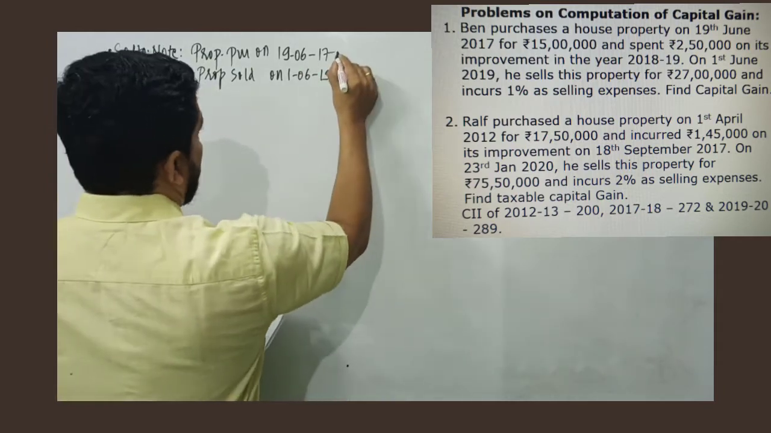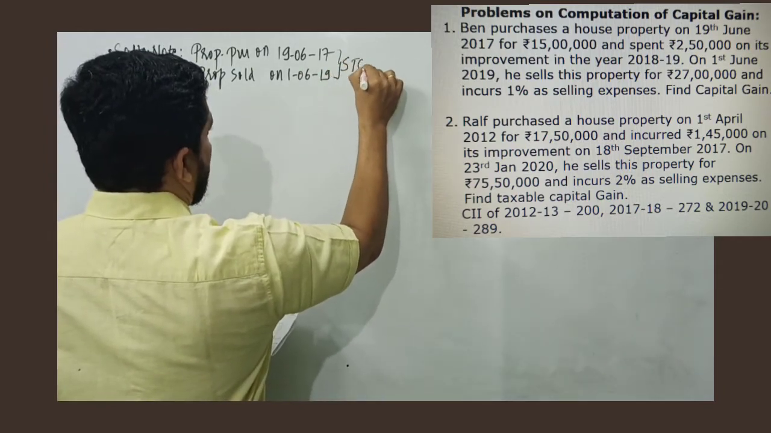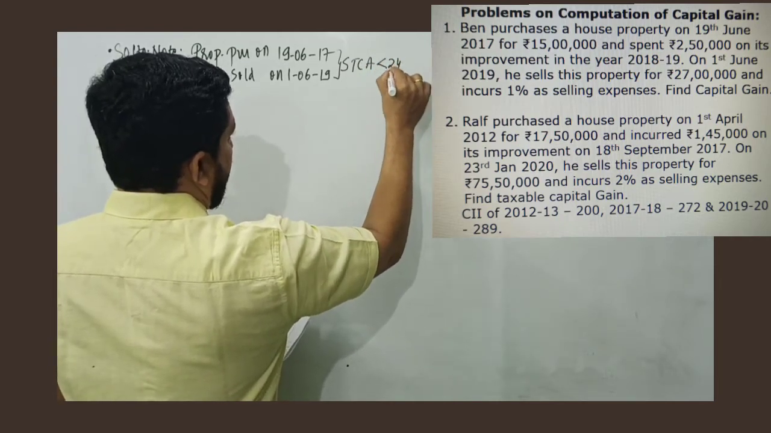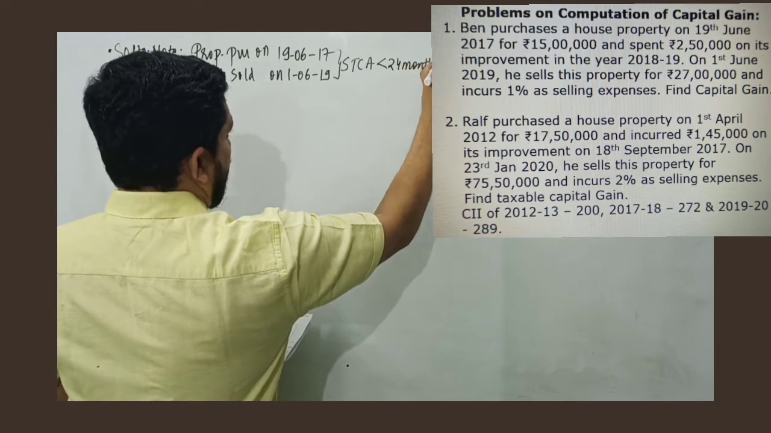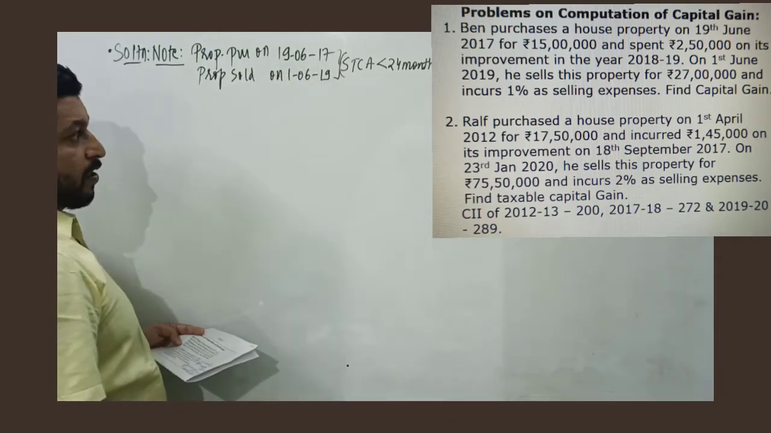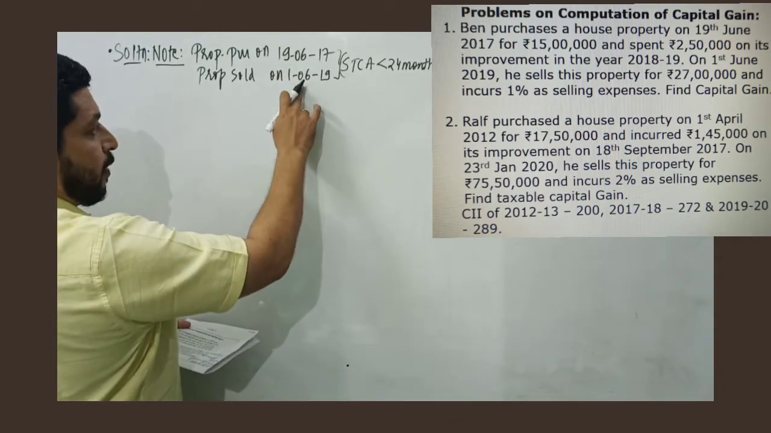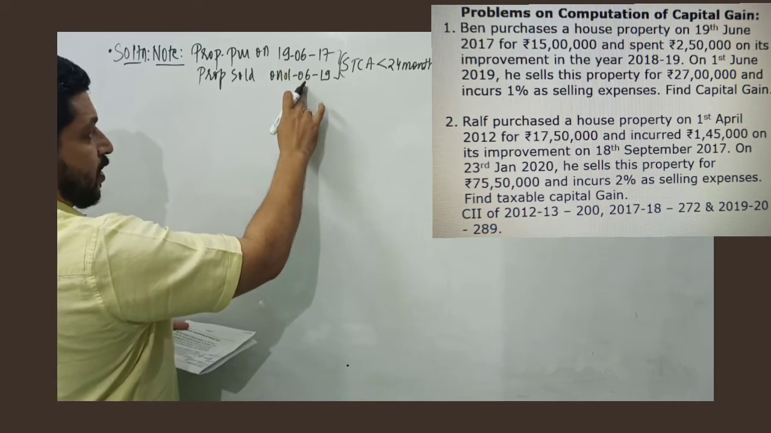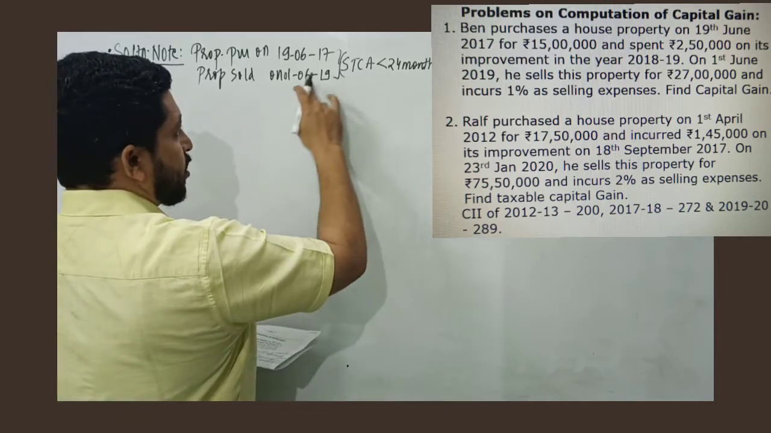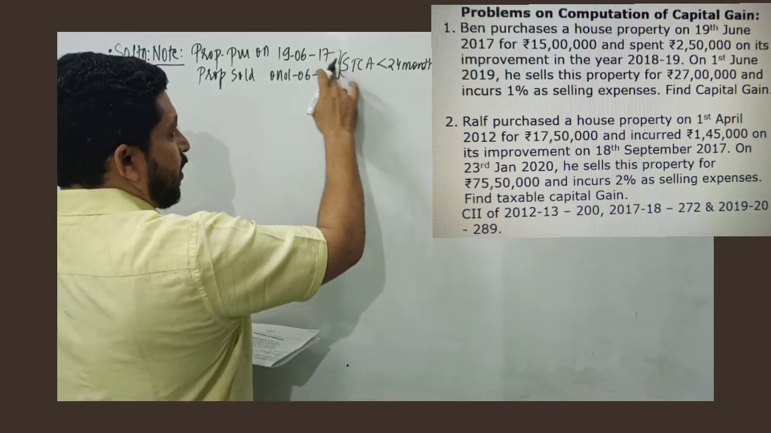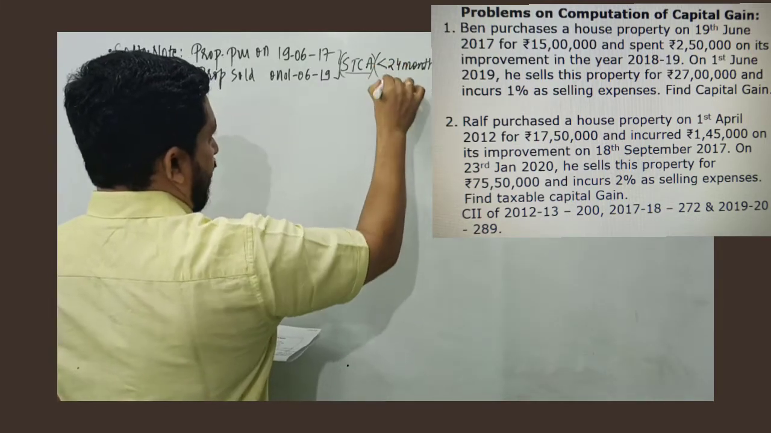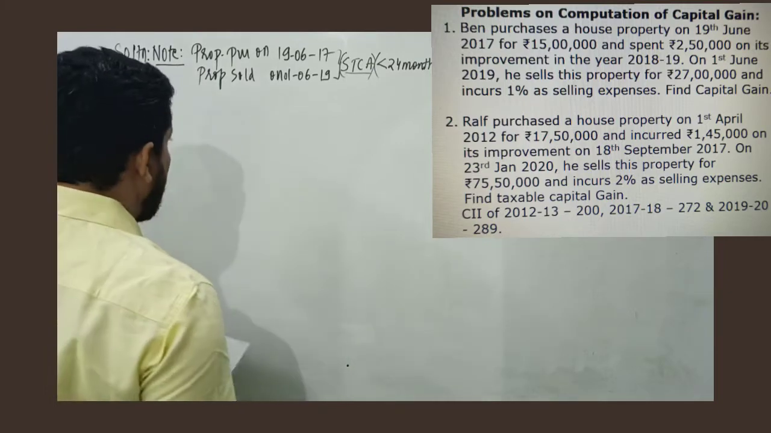So, this particular property is a short-term capital asset, since the period of holding is less than 24 months. The property was purchased on 19th of June 2017, but it is sold on 1st of June 2019. So, you can see 24 months are not completed. Since the period of holding of this property is less than 24 months, this asset will be treated as a short-term capital asset.